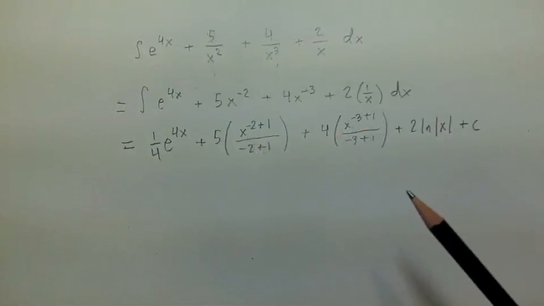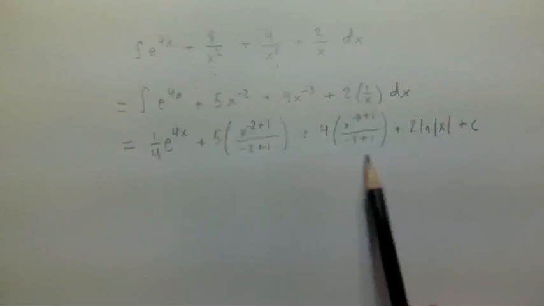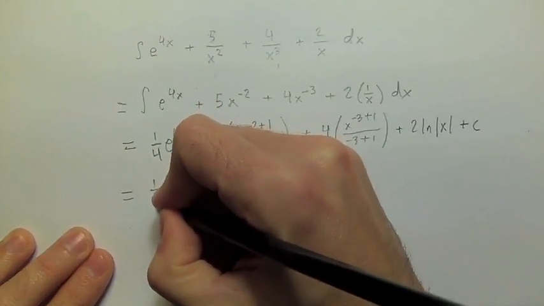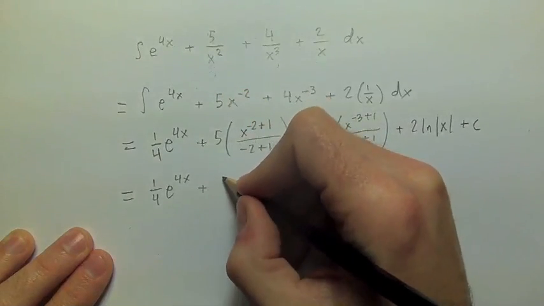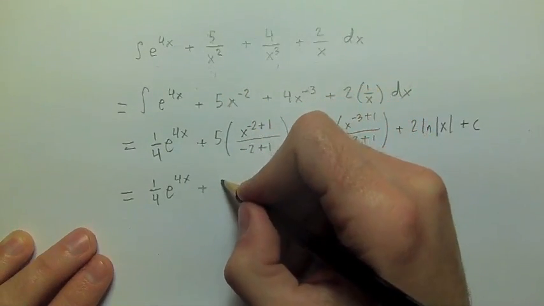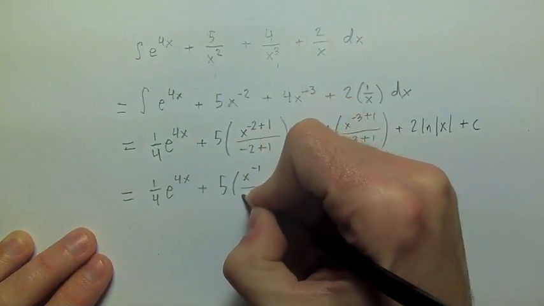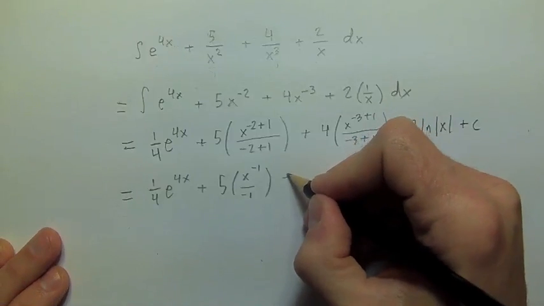So, before you ask, no, you cannot leave it like this. This is sloppy, terrible. I'm not huge on simplifying things when you don't need to, but no, you've got to take this a step further. Okay, so this is 1/4 e to the 4x plus, this will be 5 times x to the negative 1 over negative 1. So the next step, we will actually simplify that one step further.